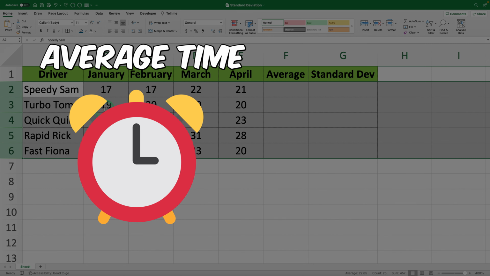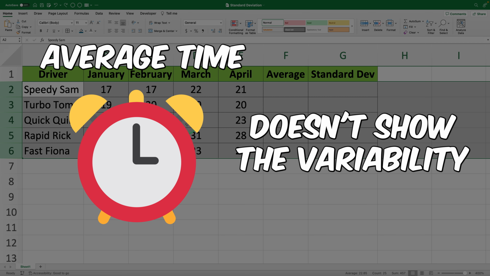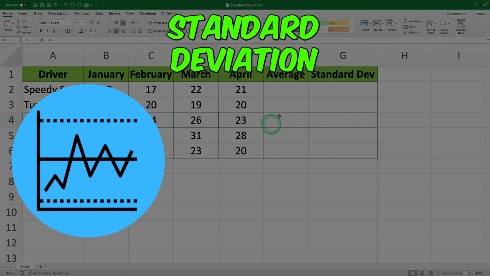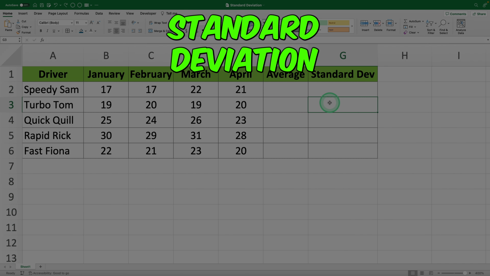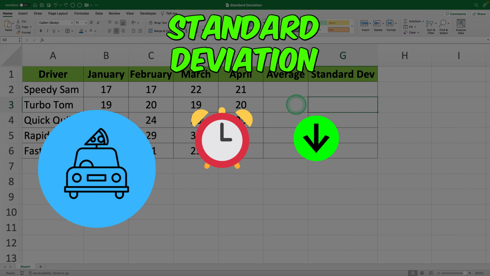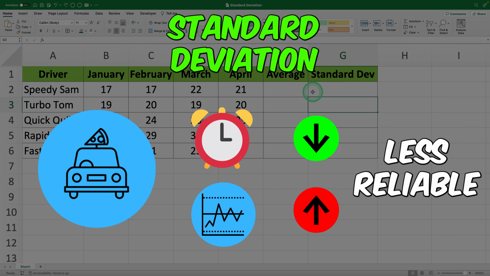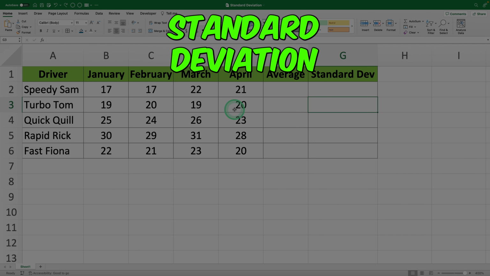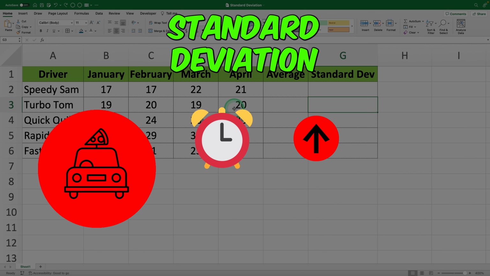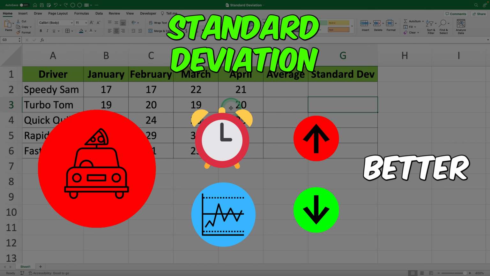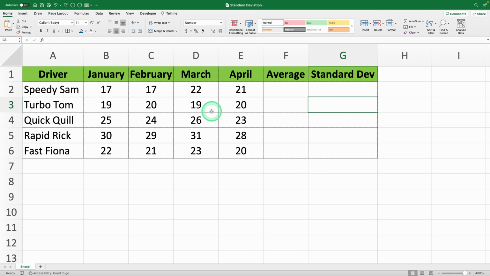Just looking at the average delivery time can be misleading because it doesn't show the variability of those times. Standard deviation measures how much your data varies from the average. A driver with a low average delivery time, but a high standard deviation might be less reliable since their delivery times vary a lot. On the other hand, a driver with a slightly higher average but lower variability is more predictable and consistent. Using standard deviation helps you spot these differences and make better decisions.